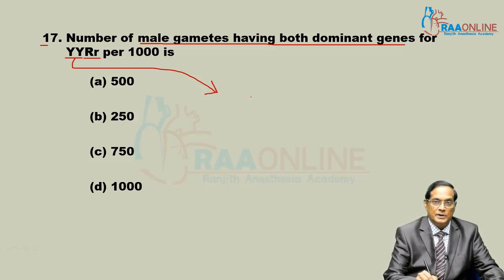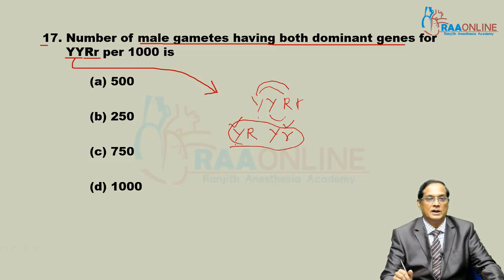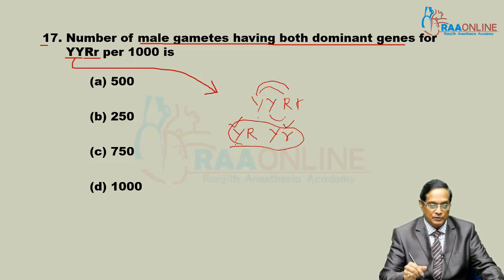That is capital Y, capital R, small r. Then first possibility, Y with capital R, YR. Then Y with a small r, capital Y, small r. Same gametes are obtained again. So only two types of gamete are produced by this plant.